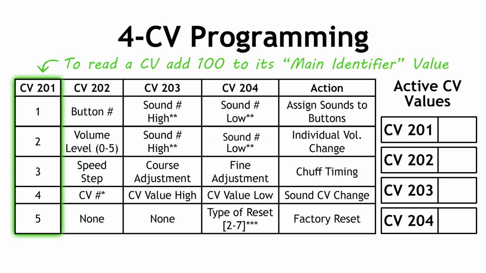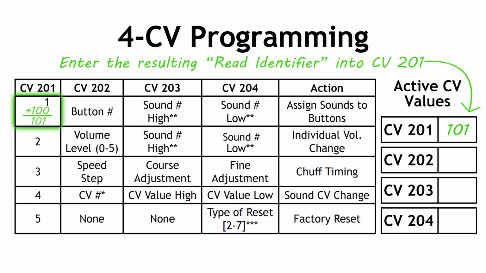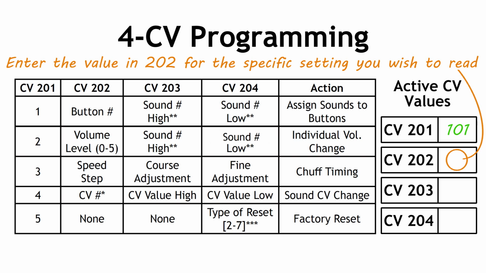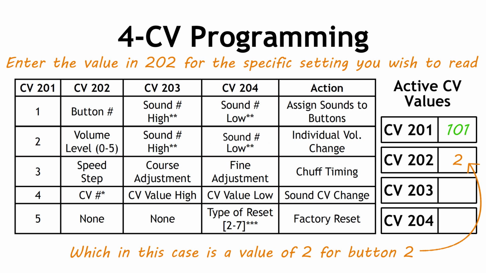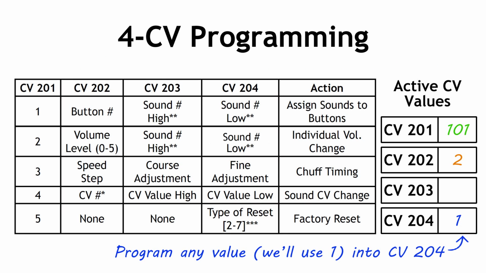For example, if you want to read the sound number mapped to button 2, then take the identifier used to write a sound to a button, which is a value of 1, and add 100 to it for a read identifier of 101, then put a value of 101 into the identifier CV201. Then put the button you want to read into CV202, which in this case would be a value of 2 for button 2. Since read and write operations take place when CV204 is written to, you will need to write a value to CV204. This is considered a don't care and it can be any value.